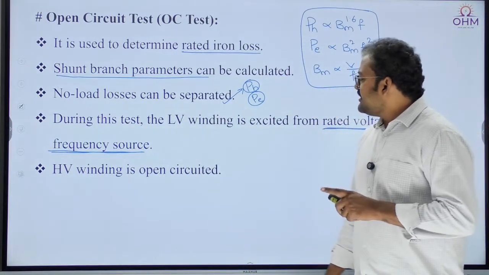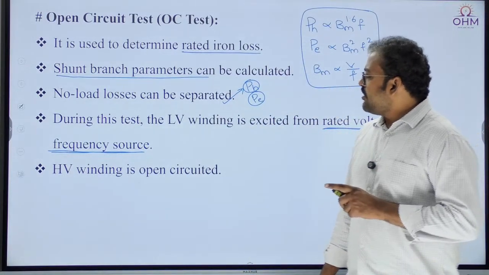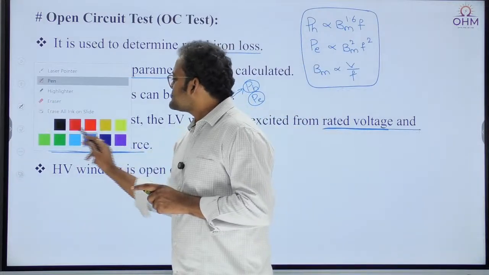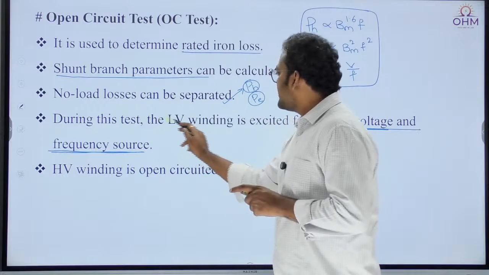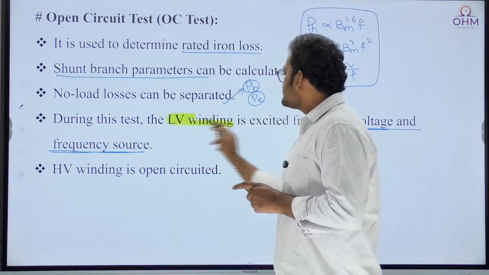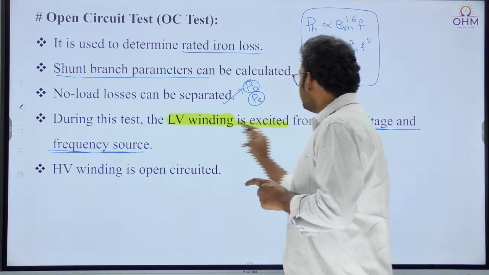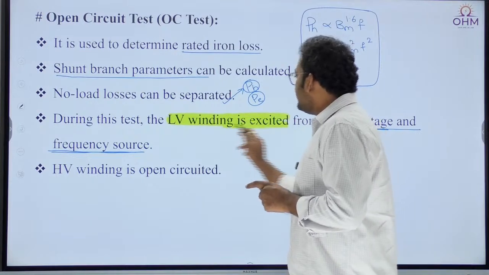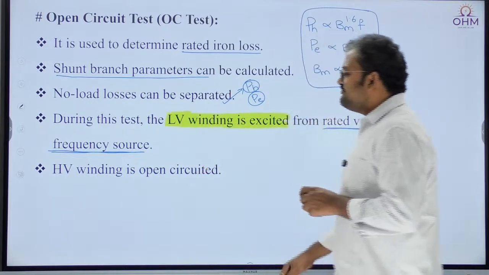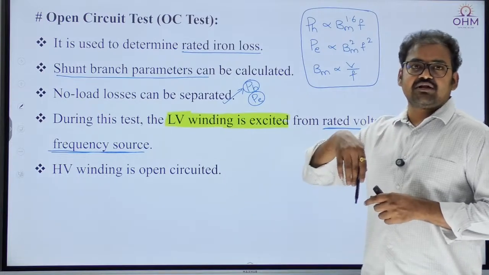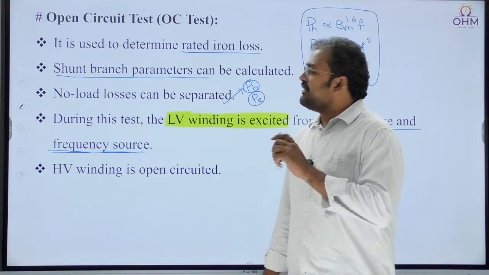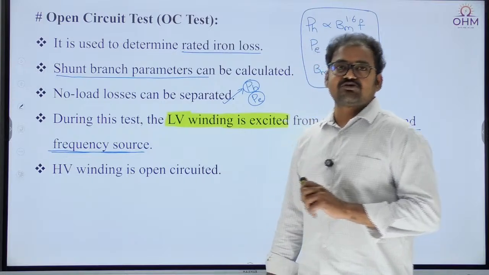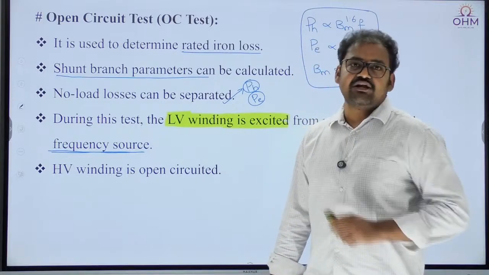And most importantly, OC test will be always conducted from which side? Yes, by default, OC test is always conducted from low voltage side. Low voltage winding is excited. That means which winding is open circuited? High voltage winding will be open circuited. So very important. By default, open circuit test is always conducted from LV side only.